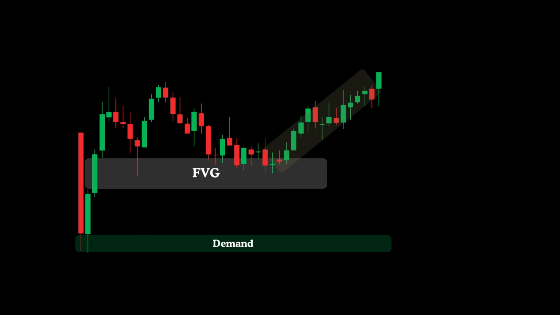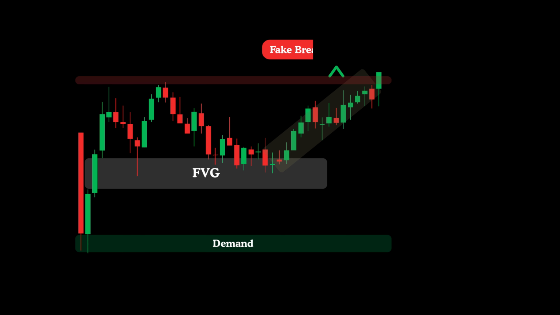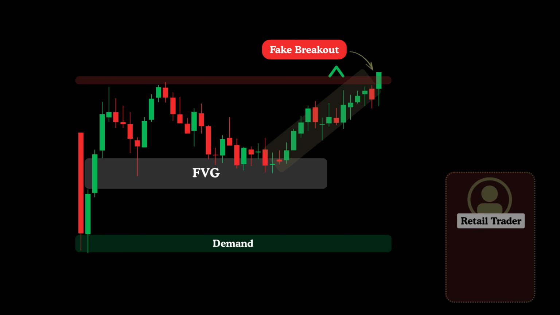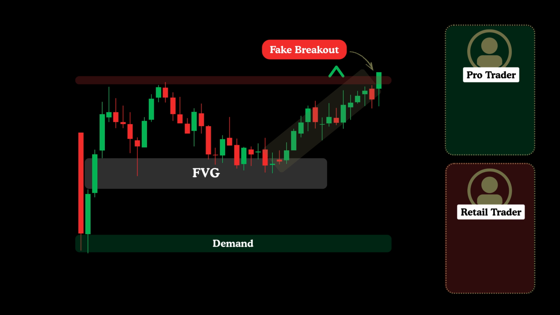Even if the market breaks the resistance area, a pro trader would avoid entering a buy trade on that breakout, because according to their analysis, there's no bullish momentum left, making the breakout more likely to fail. Both beginners and professionals may observe the same chart differently. The difference lies in the approach.